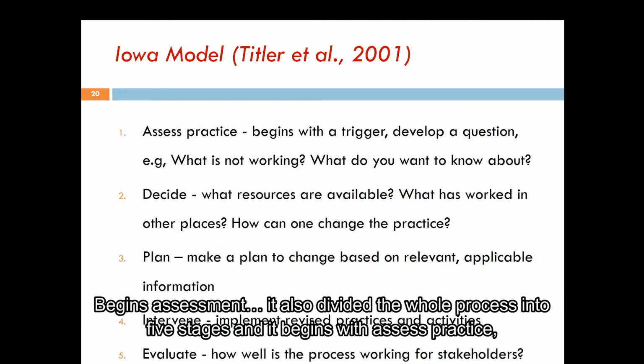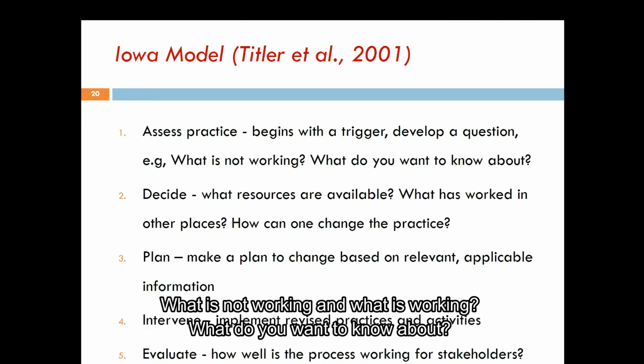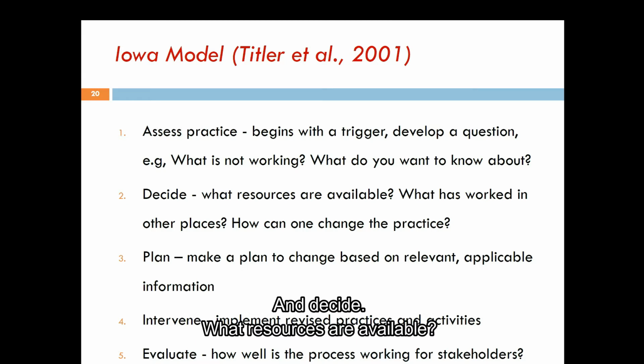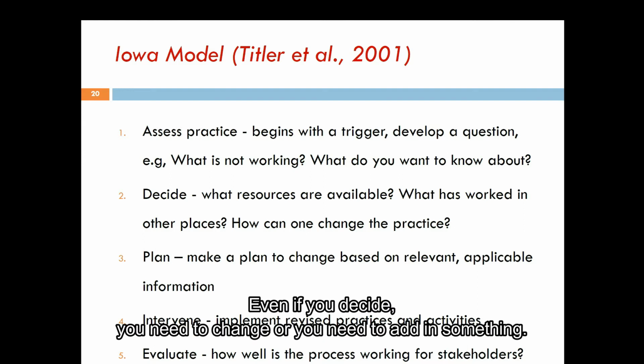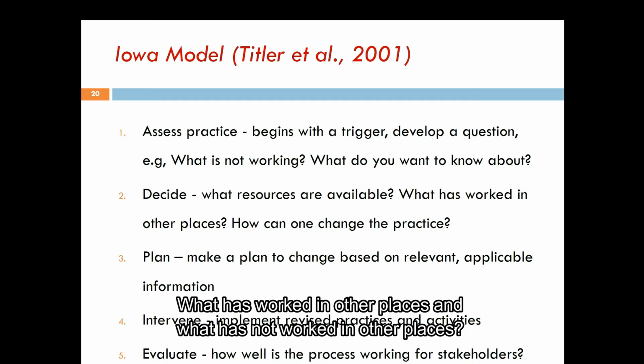It begins with assessment, so it also divides the whole process into 5 stages. It begins with assessing the practice, which begins with a trigger: develop a question, what is not working and what is working, what do you want to know about? And decide what resources are available. Even if you decide you need to change or add something, what resources are available, what has worked in other places and what has not worked in other places.